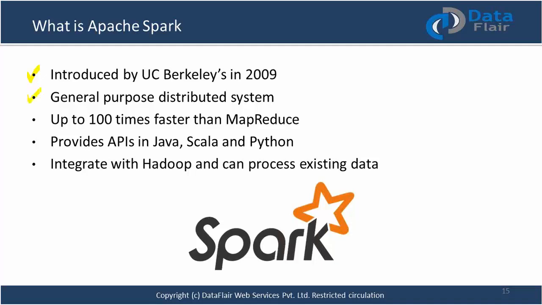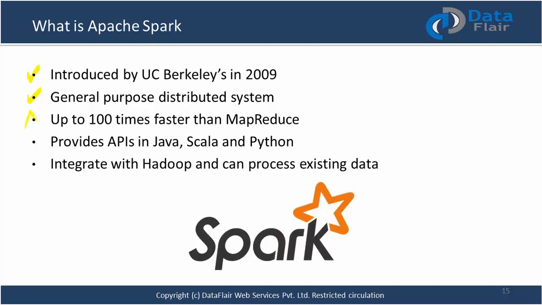It is a general purpose distributed system. Important point guys here is general purpose. MapReduce, I would say, was developed specifically for big data, specifically for huge volumes, specifically for batch processing. But the main design principle of Spark was a general purpose distributed computing system.